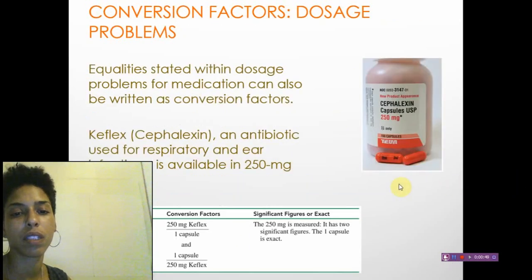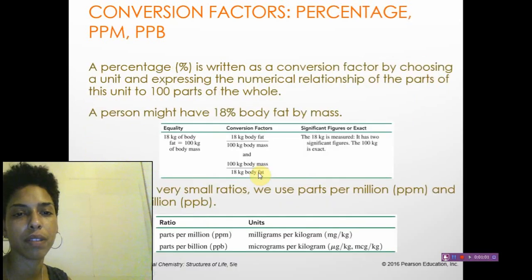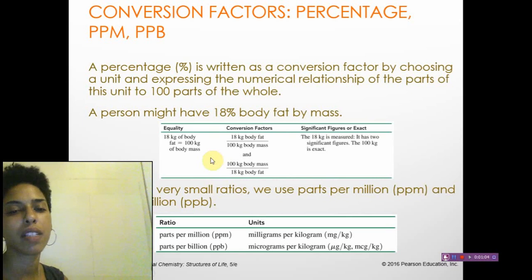Here's another example where we have one capsule that is 250 milligrams. So we can put that all into a conversion factor. You can also have percent as a conversion factor. If you have something that's percentage, it's simply that number over 100. As we can see here, if we have 18% body fat by mass, we can make that 18 kilograms in 100 kilograms. You can use grams, meters. It doesn't matter what your unit is. If it's percent, you can use whatever units you'd like.